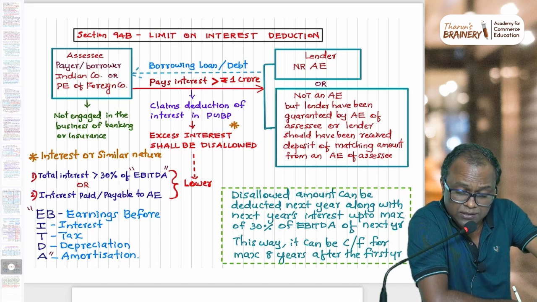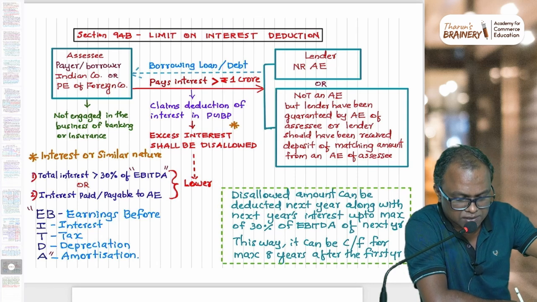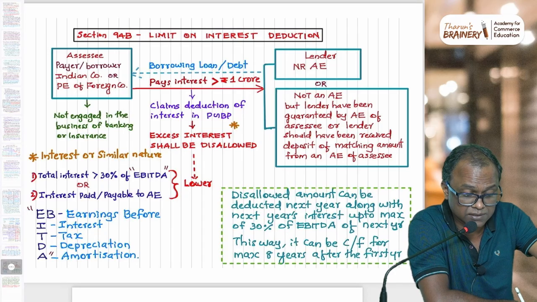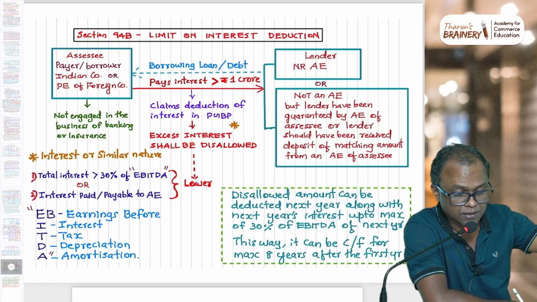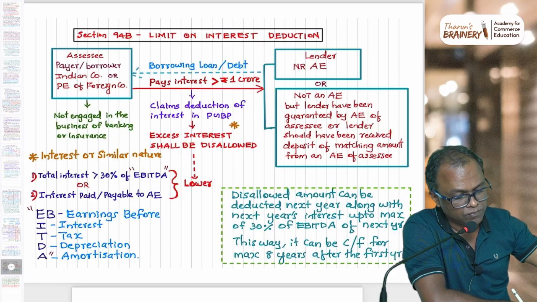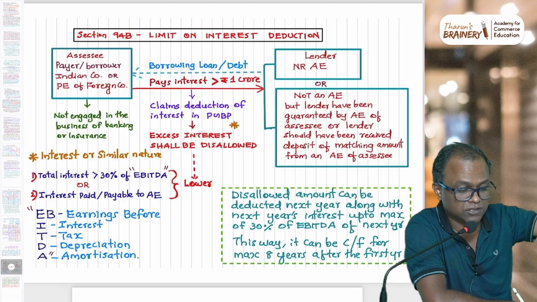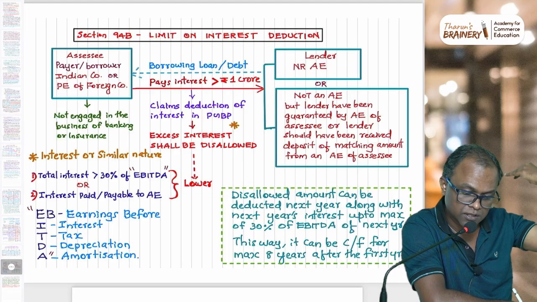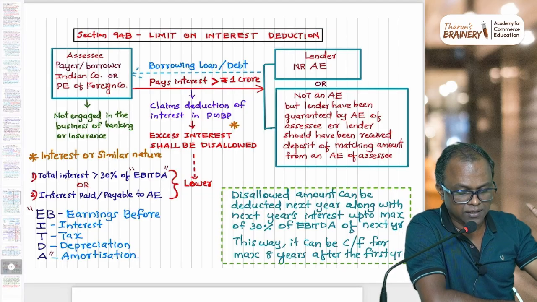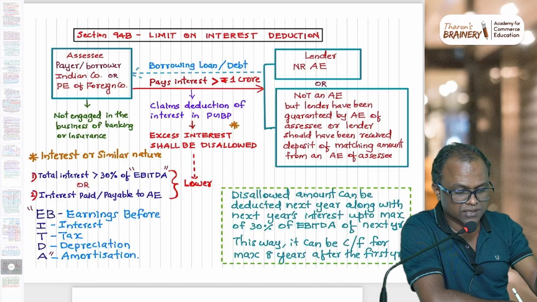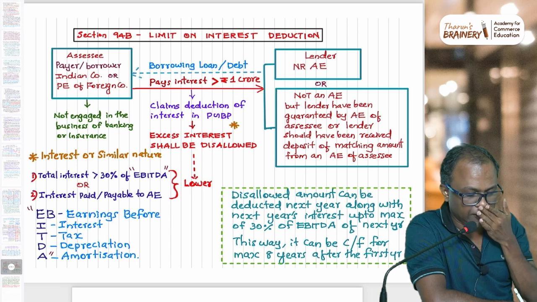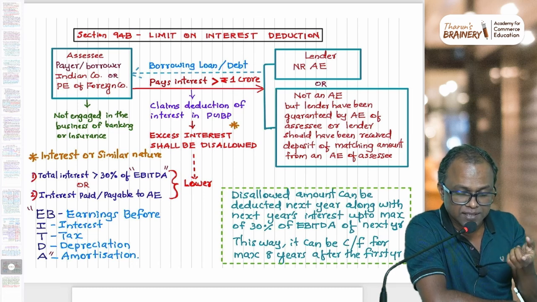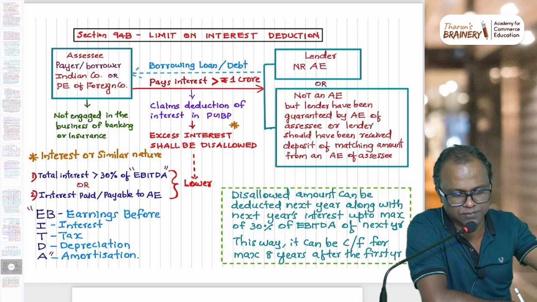Suppose the total interest includes AE interest. Total interest means the interest debited to P&L, which is paid or payable to Indian residents, maybe bank interest, non-AE interest, or maybe AE interest. You should take the total, AE interest as well as non-AE interest. Total interest debited to P&L should not exceed 30% of EBITDA. If it exceeds 30% of EBITDA, out of that excess, AE interest will be disallowed.